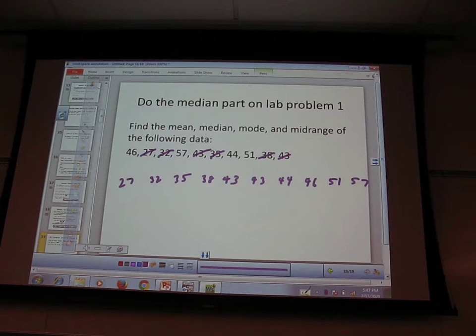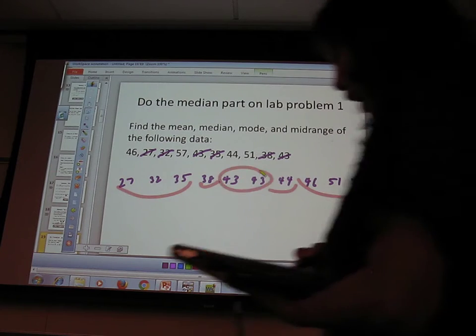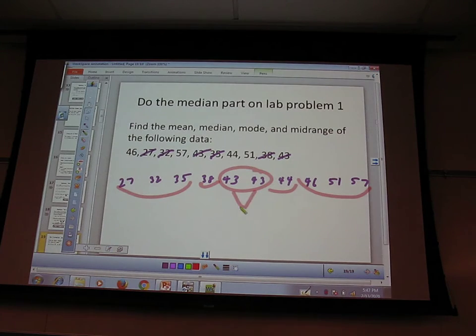Once you get them in order, find the one in the middle. 3 there, 3 there, 1 there, 1 there. Oh, look, there's 2 tied for the middle. If I average 43 and 43, what do I get? 43. Good? Okay. So your median should be one number, the average of the 2 in the middle, or if there's only one, the one that's in the middle.